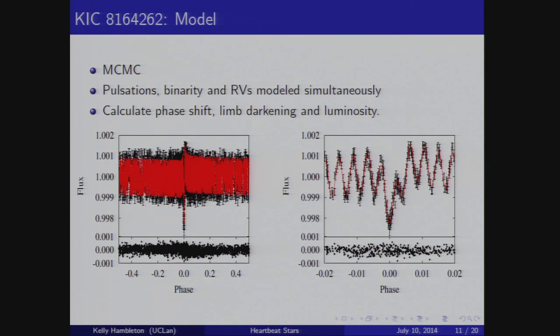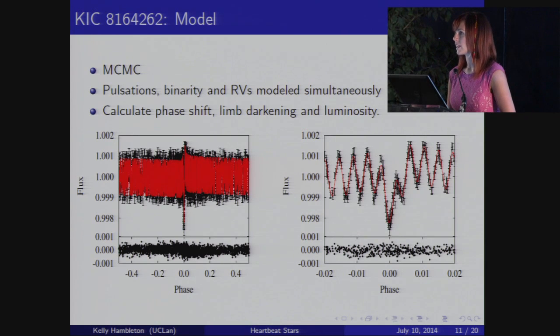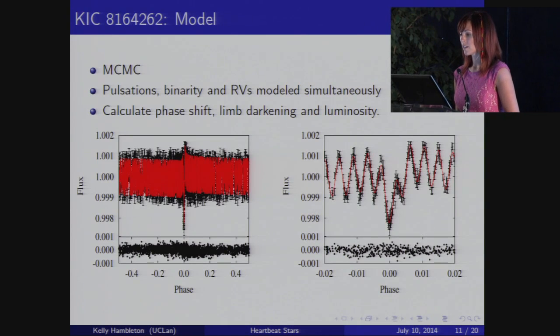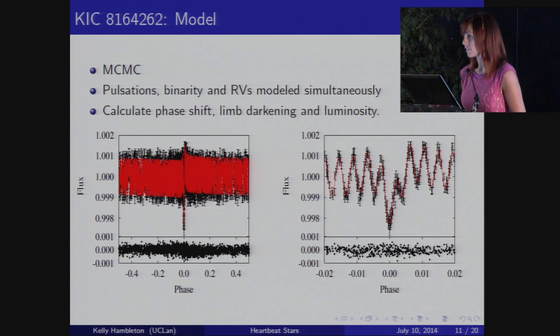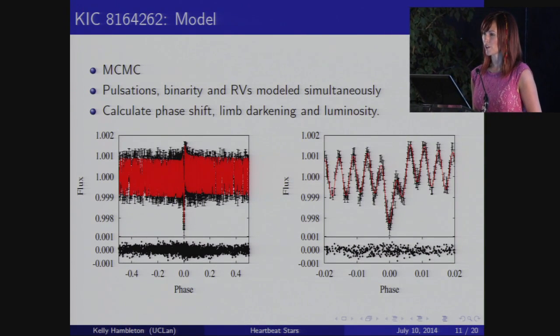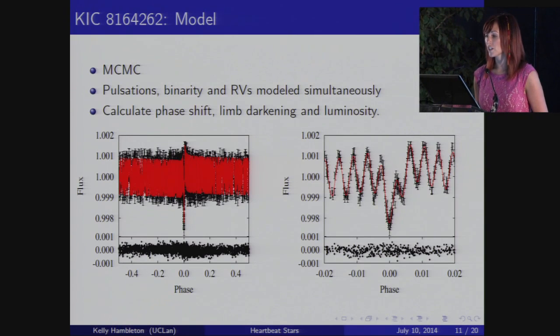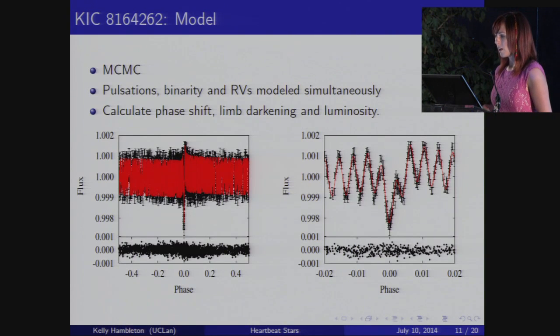Once we had these radial velocities, we went on to model the binary features and the stellar pulsations. Again, we did this using Markov chain Monte Carlo simulations, but we chose to do this simultaneously. So we simultaneously fit not only the light curve and the binarity features, not only the light curve and the radial velocity, but also the pulsations in the light curve. As you can see as well, we got quite a good fit to the data, with the residuals being very low.